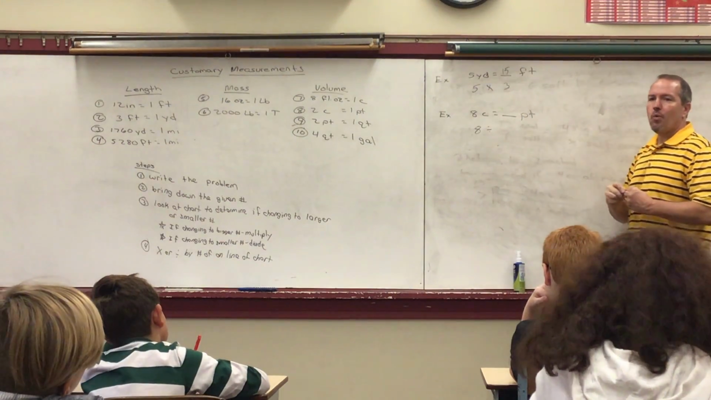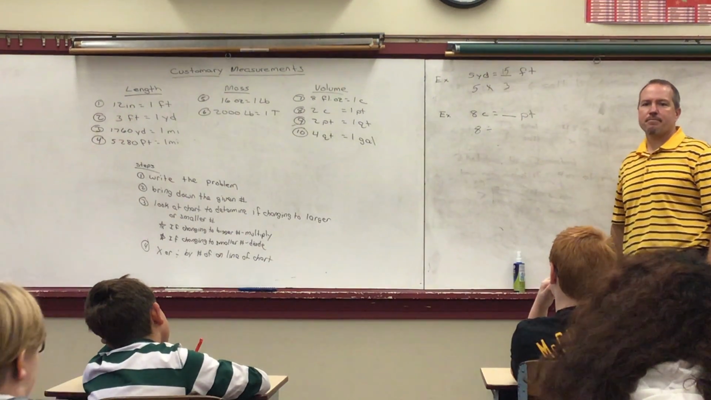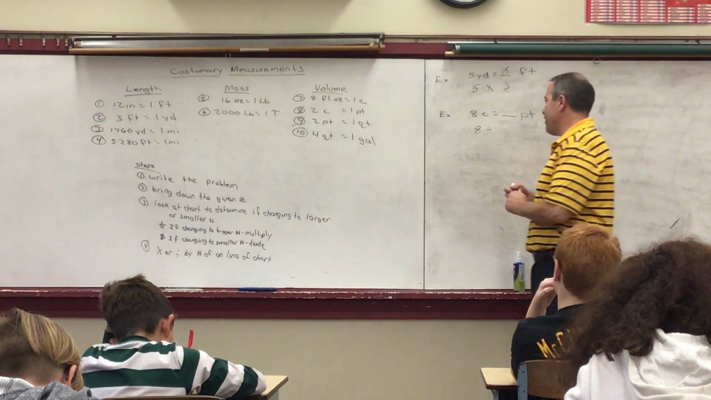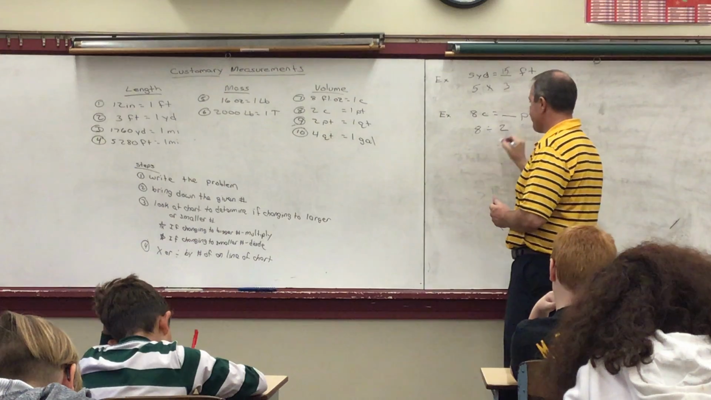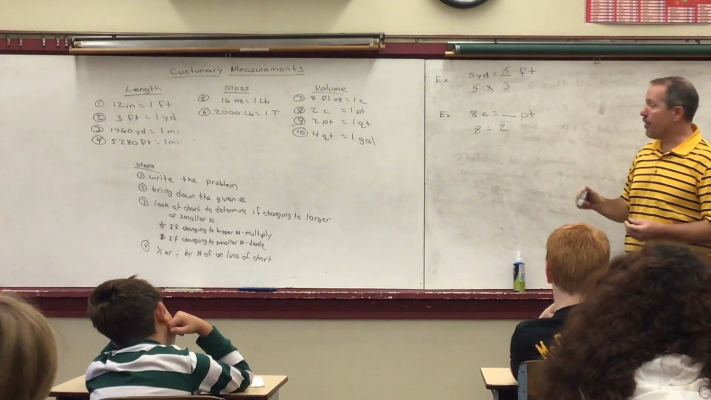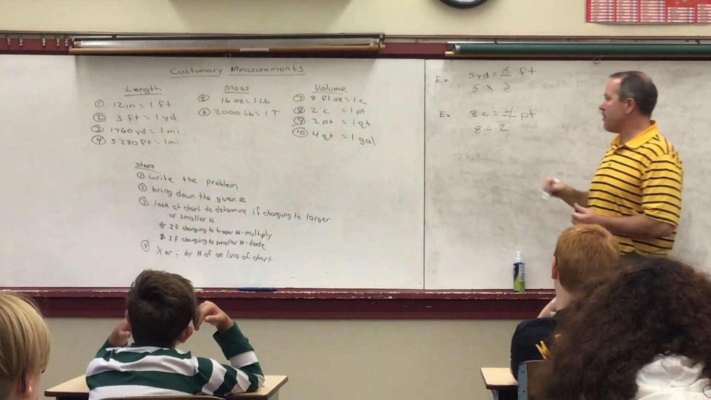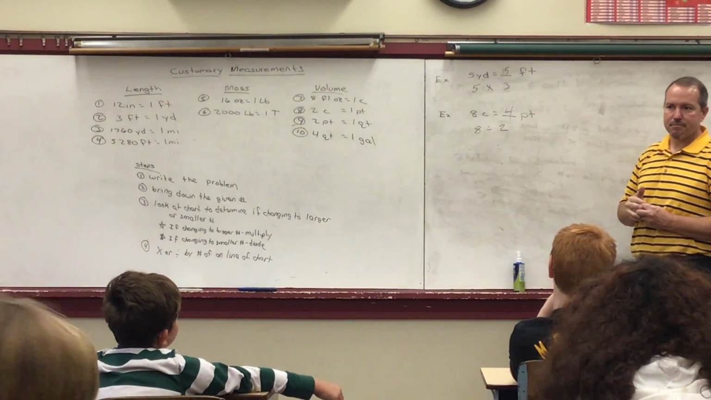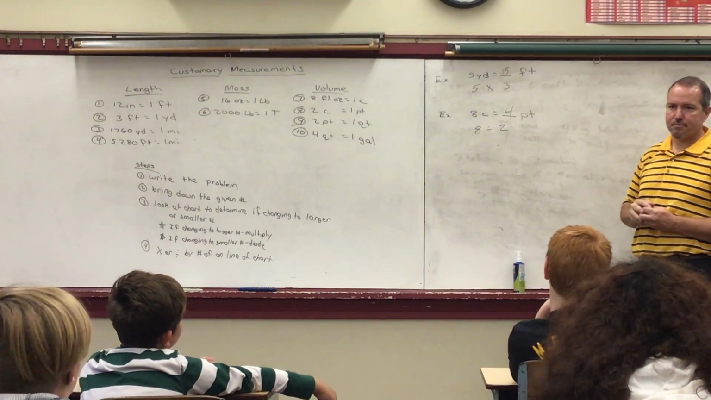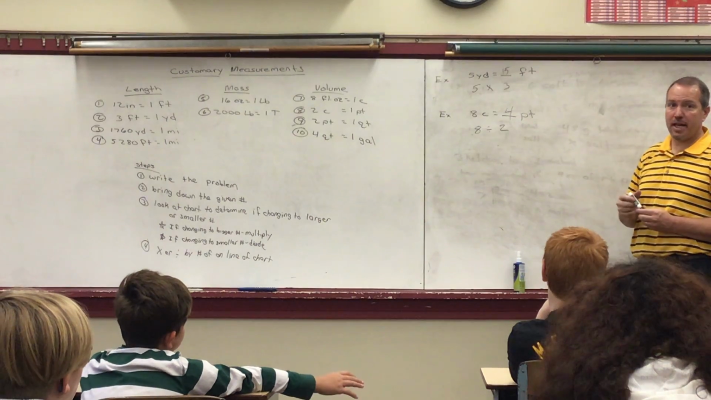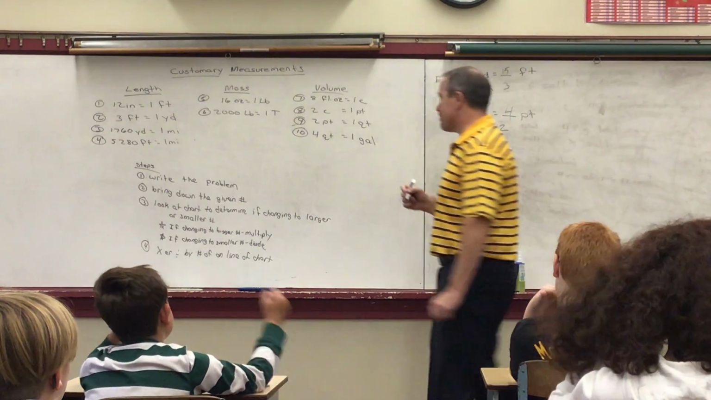In line 8, what number do we multiply or divide by? 2. So we're going to divide by 2. And 8 divided by 2 is 4. So 8 cups are equal to 4 pints. Okay? We'll do one more example.